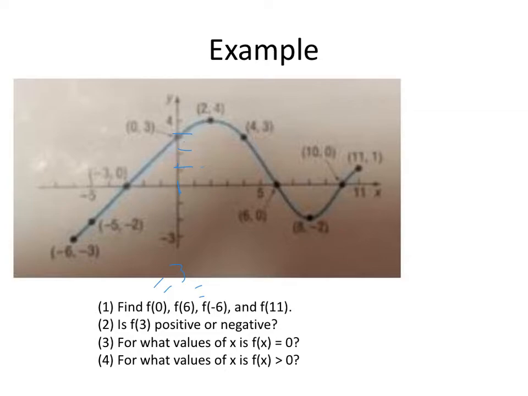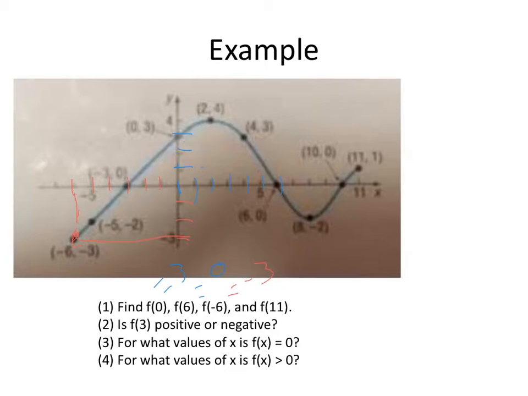Now, f of 6. Now we need to find where x is equal to 6. Count 1, 2, 3, 4, 5, 6. Notice f of 6 is equal to 0. Now we need to find -6. 1, 2, 3, 4, 5, 6. That would be this point here. That would be the y value, and I believe that would be 1, 2, 3, -3.